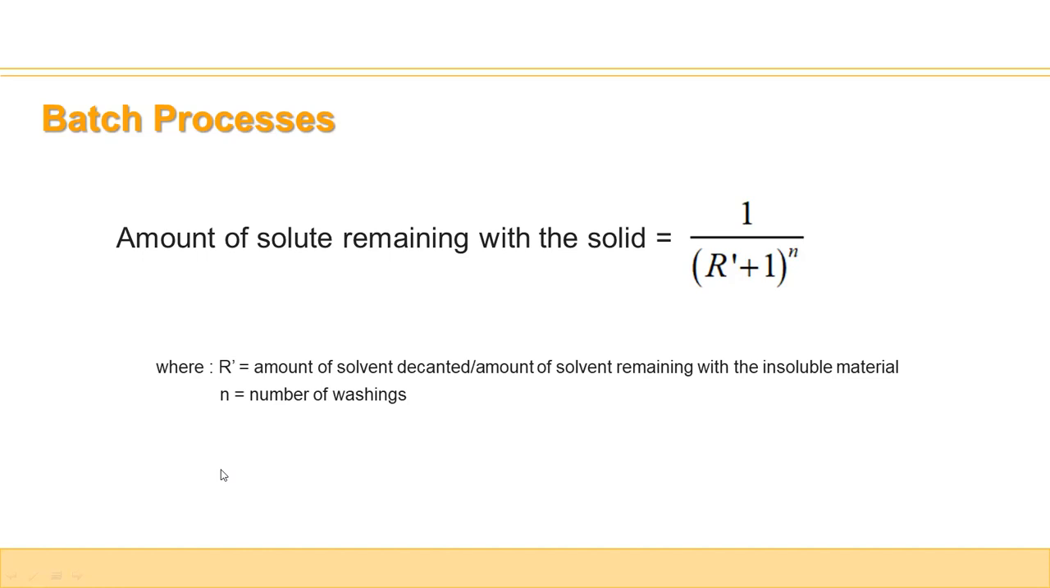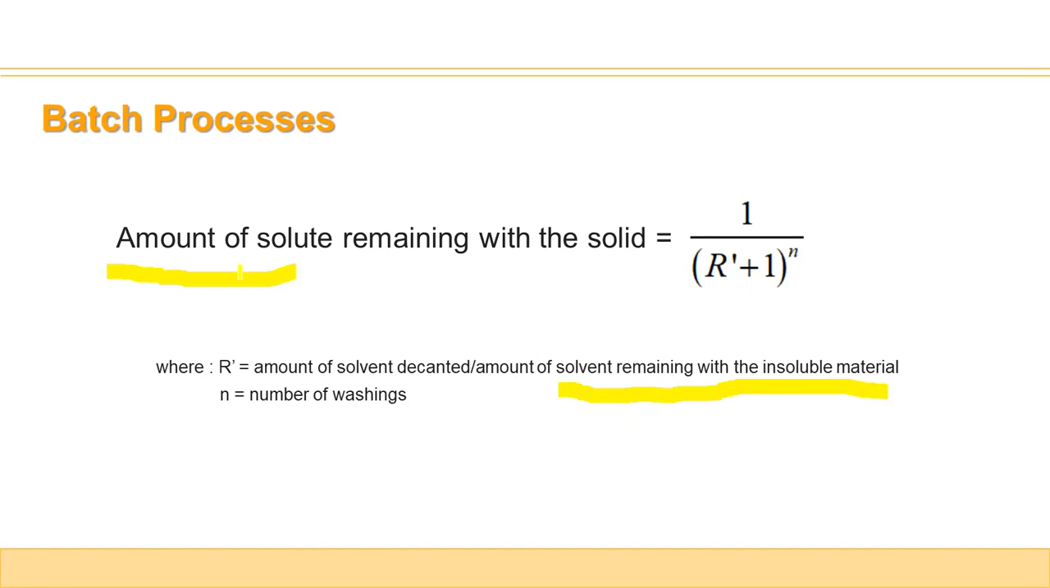So this amount of solute remaining with the solid is equated to 1 over (R prime plus 1) raised to N, where N is the number of washings necessary such that you will only have this remaining amount of solute in your solid when you remove the said solid from your batch leaching process. Now, in this formula, you get to see the R prime. Your R prime is the amount of solvent decanted, or the amount of solvent remaining with the insoluble material.